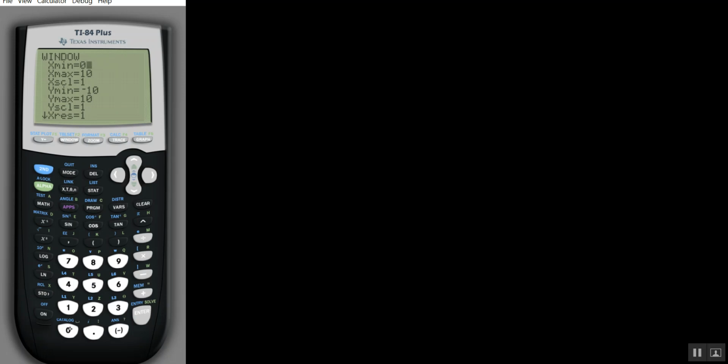Now for the maximum x value, I'm going to go to the table feature by pressing second graph, and you'll notice that with each of these x values, the y values are positive. I'm going to scroll down in the table until the y values become negative, and they start becoming negative after x equals 8.